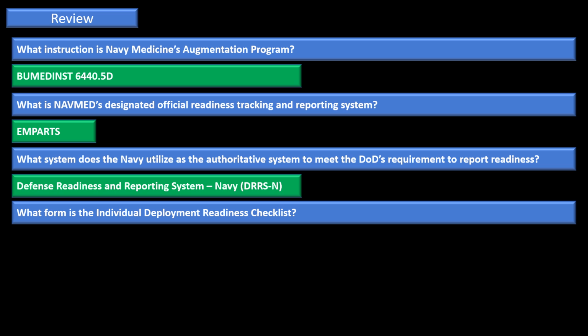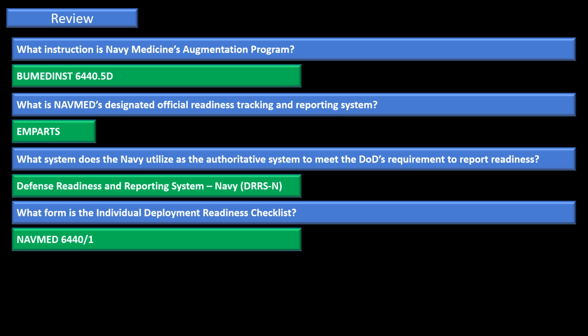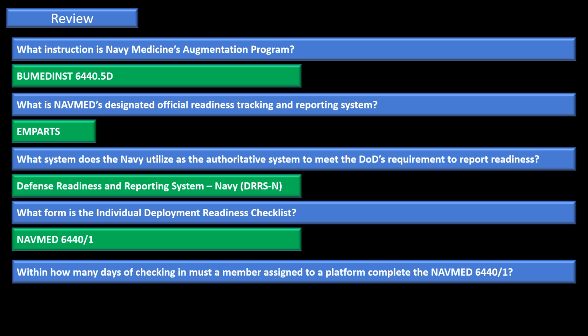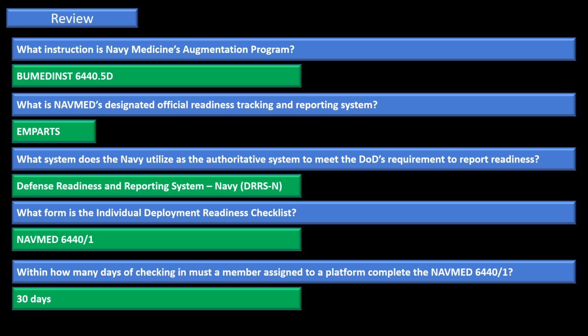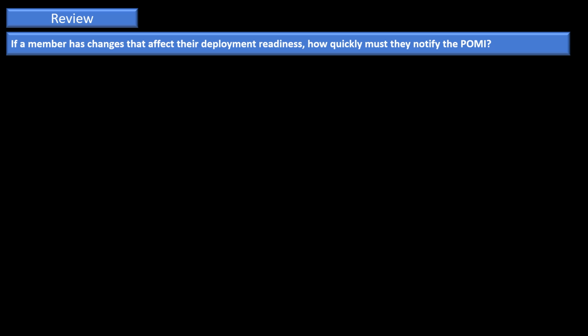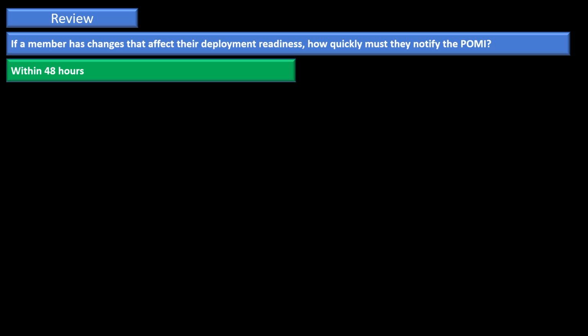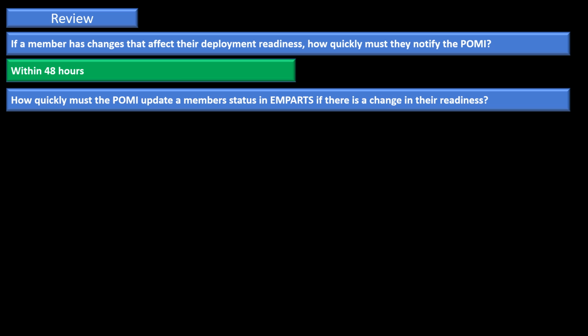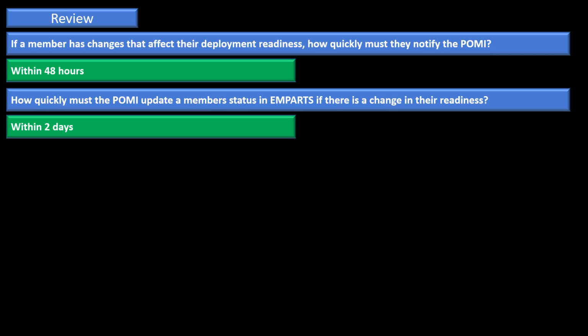What forms your individual deployment readiness checklist? That's NAVMED 6440/1. Within how many days of checking in must a member assigned to a platform complete their NAVMED 6440/1? They have 30 days to get that done. If a member has a change that affects their deployment readiness, how quickly must they notify the POMI? They have to let the POMI know within 2 days or 48 hours. And then how quickly must the POMI update a member's status in MPARTS? If there is a change in their readiness, the POMI has 2 days to get that done.